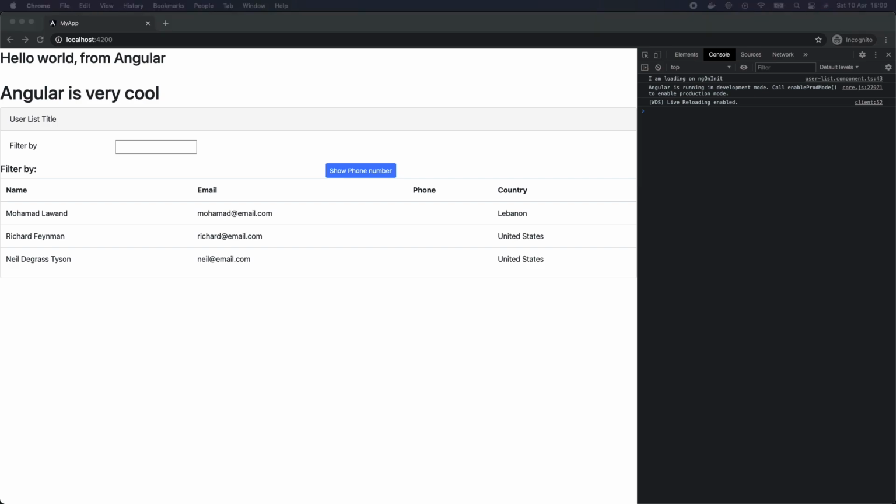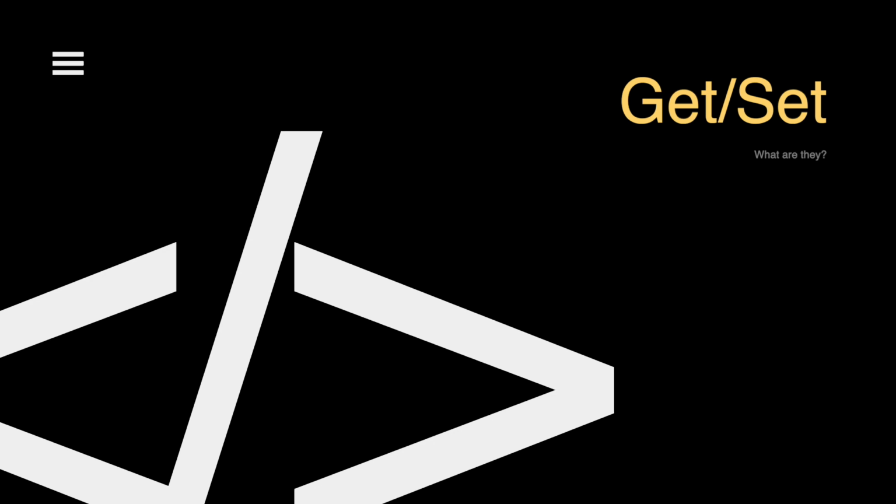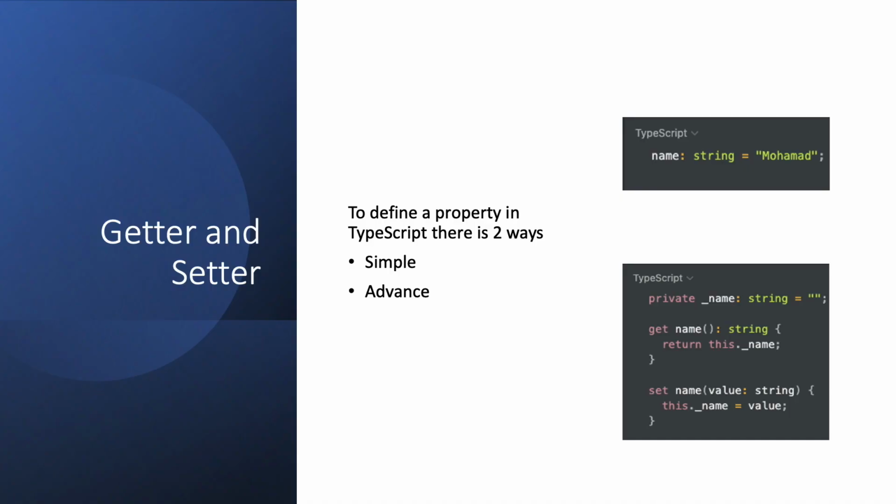Great. So the next step is that we're going to be discussing different ways that we can define a property inside Angular. And after that, I promise we're going to be implementing the functionality of filtering. So to define a property inside TypeScript, there are two ways. There's a simple way and there is the advanced way. The simple way is, as we can see here from the first screen, what we have done before.